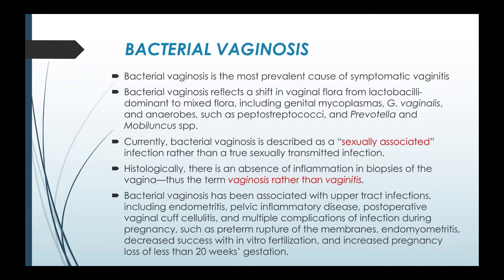Bacterial vaginosis has been associated with upper tract infections including endometritis, PID, post-vaginal cuff cellulitis, and multiple complications of infection during pregnancy such as preterm rupture of membranes, endomyometritis, decreased success with IVF, and increased pregnancy loss of less than 20 weeks gestation.